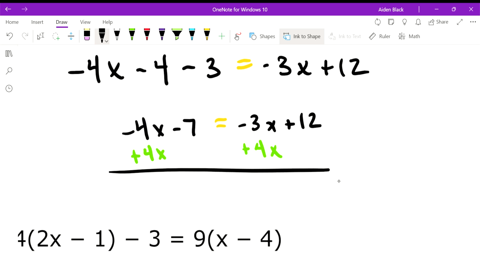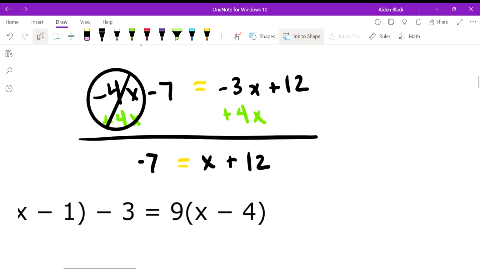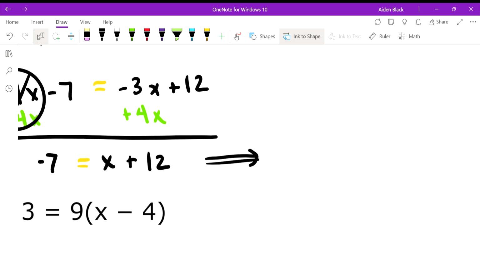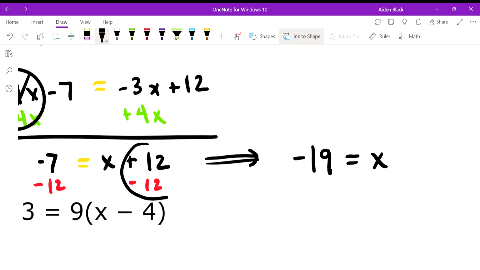This is a good start. I get negative 7, since this cancels, and then this gives me positive x, positive 1x, and this does not combine with 12 because it is not a like term. Finally, I'm going to move to the right now. I'm going to subtract 12 from both sides. So negative 7 minus 12 is an even bigger negative number. That is negative 19. Okay, because again, this cancels.